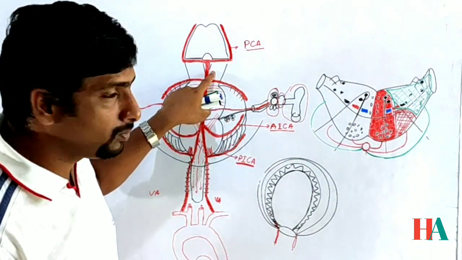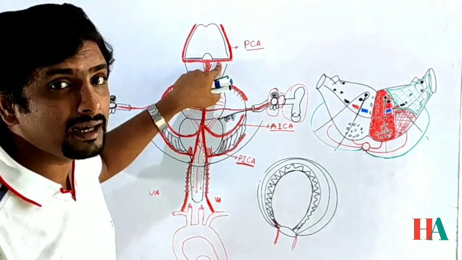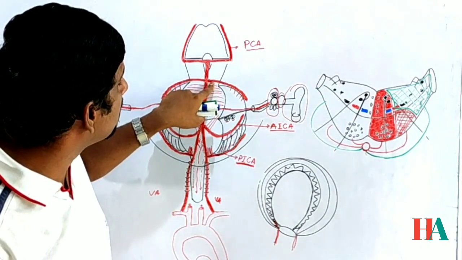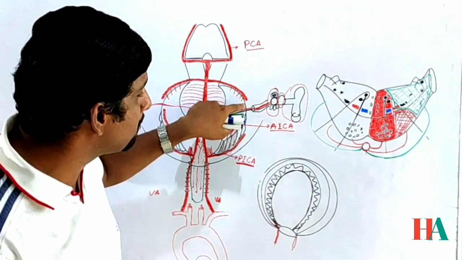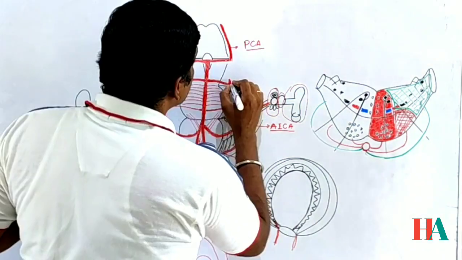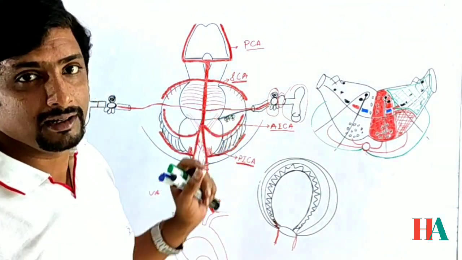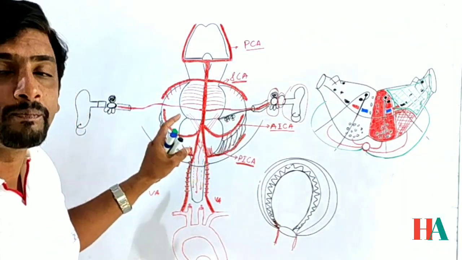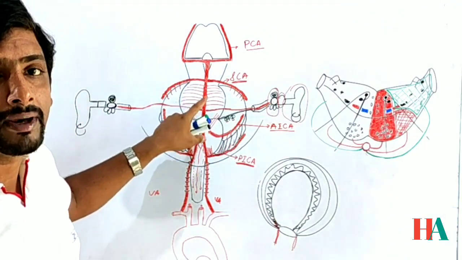As you come above, this is the PCA, the posterior cerebral artery. You know that the third cranial nerve will come here, and below the third cranial nerve another big branch will come which is going to supply the cerebellum from the superior aspect. This artery is called the superior cerebellar artery. These are the major branches of the basilar artery which are going to supply the brainstem.